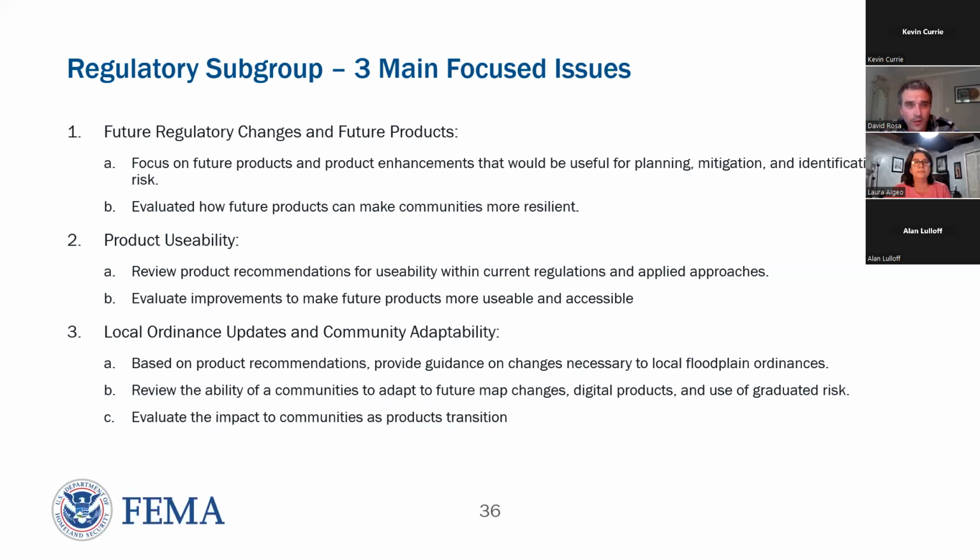And so really trying to think critically about, based on other subgroup recommendations, like the product subgroup, what are the guidance or changes necessary for local floodplain ordinances, reviewing the ability of a community to adapt to future map changes, digital products, the use of graduated risk. So, how can communities better be prepared and leverage this enhanced data and its delivery? And finally, evaluating the impact on communities as products and 2D derived products become available in the future.